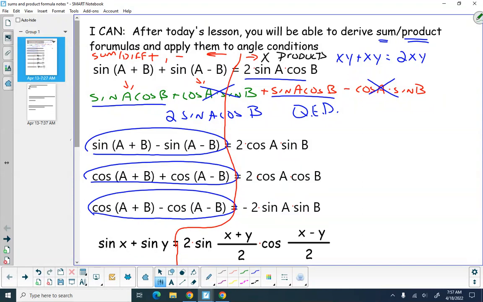Once again, we have sums and differences over here on the left-hand side. On the right-hand side, we have multiplication, so we have products. These are the last of the 8, or last of all the formulas that we will use.